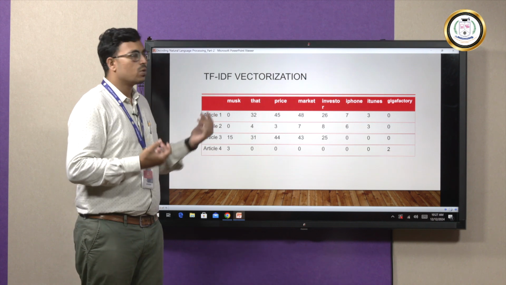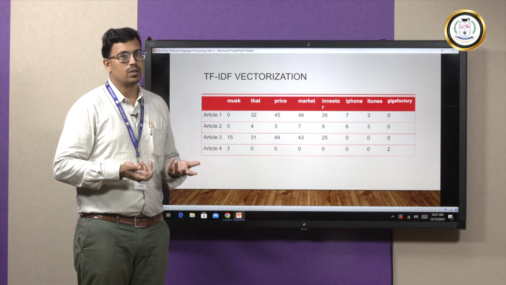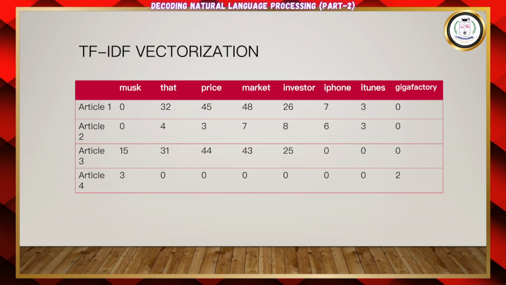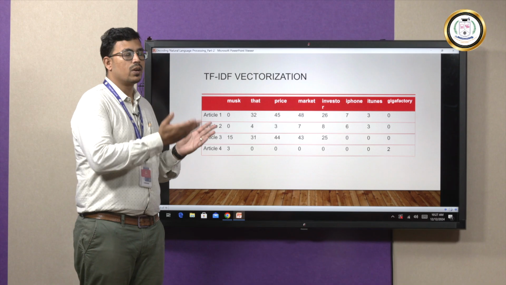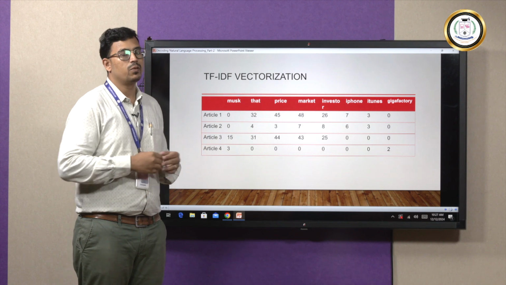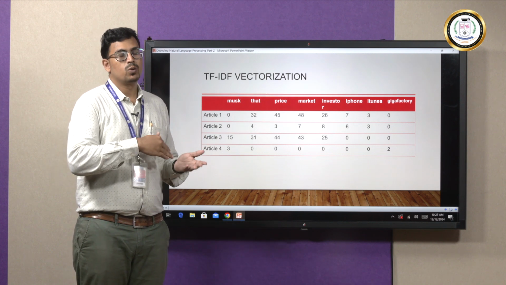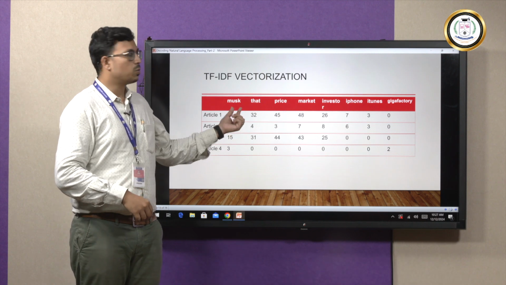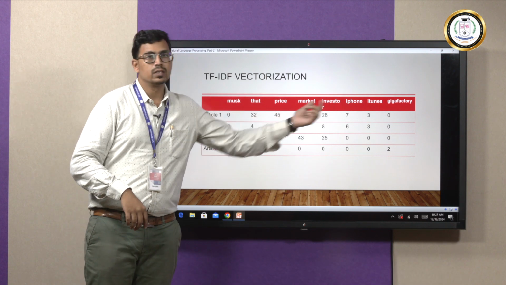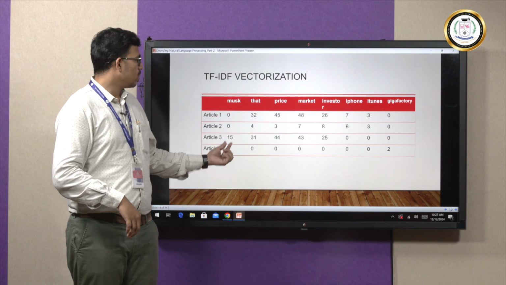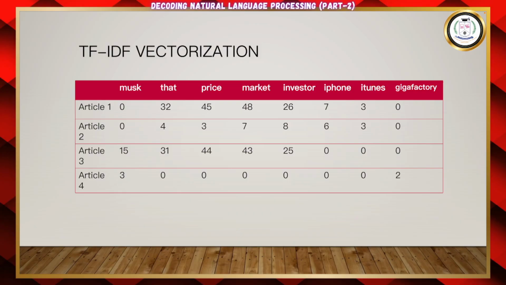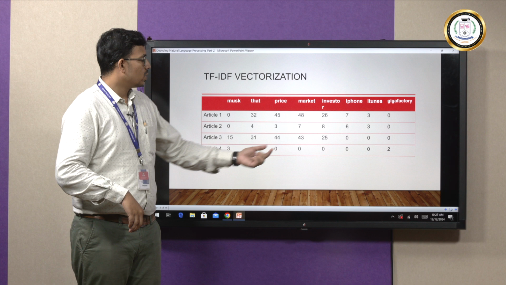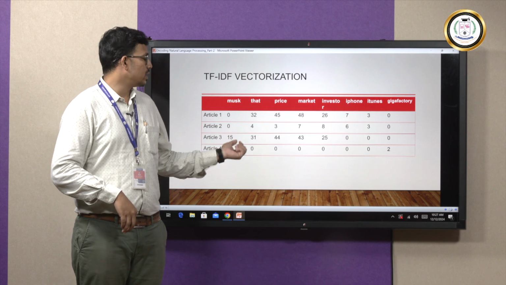We will not know which 2 articles are which. But with human eyes, since I have already told you in the previous slide that we are talking about 2 articles from Apple and 2 articles from Tesla, our human brain automatically thinks about Musk, iPhone, iTunes, Gigafactory, right? If Musk is present in article 3 and 4, and you can also see Gigafactory, which belongs to Elon Musk, so 2 such words are present in article 4.